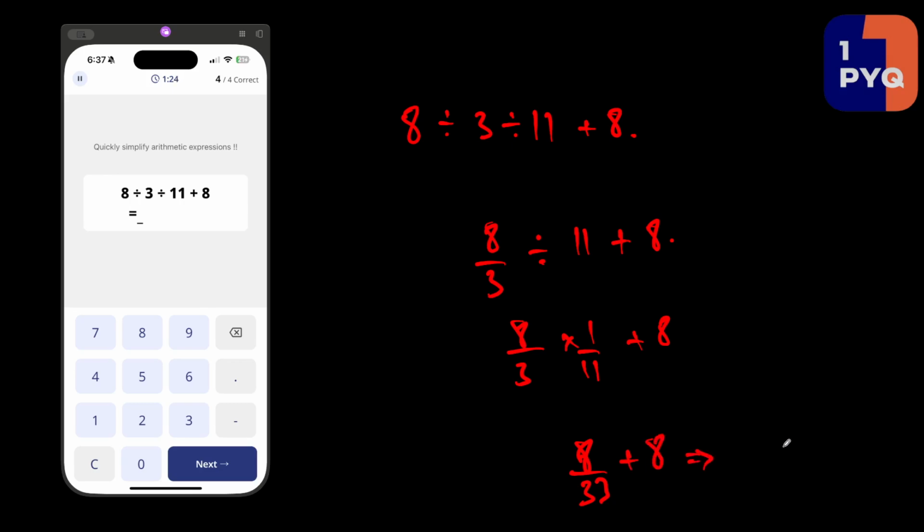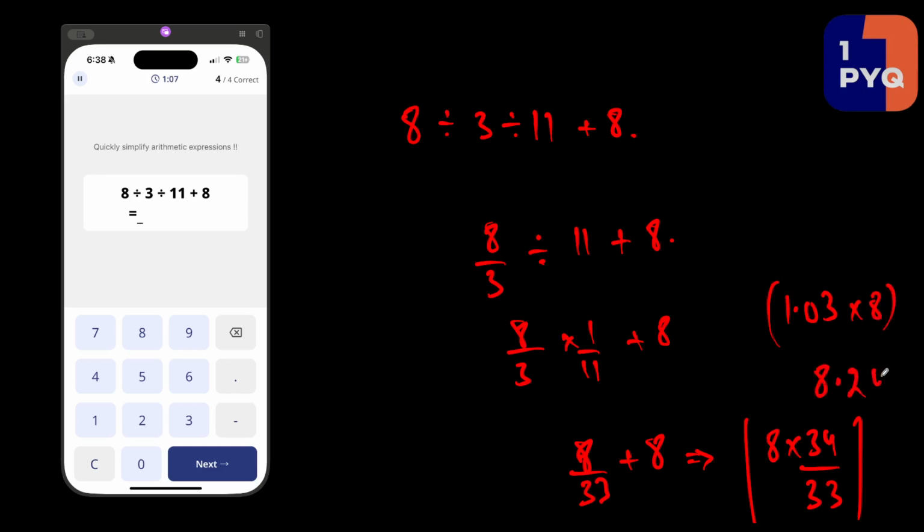Here we're going to take 8 common and write 34 upon 33, right? We're going to get 1.01, or 1.03 for that matter. 1.03 into 8, so it's going to be 8.24, right? So my answer would be 8.24, right? That was correct.